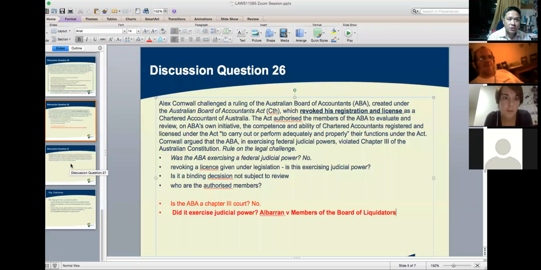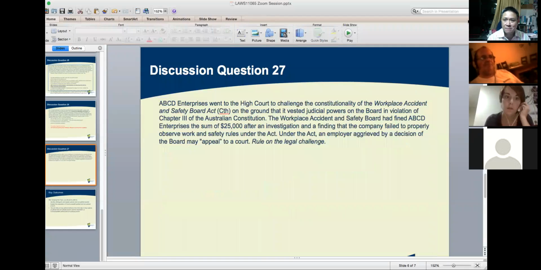So can we move on to discussion question 27? Patrick, can you read it for us, please? ABCD Enterprises went to the High Court to challenge the constitutionality of the Workplace Accident and Safety Board Act Commonwealth on the ground that it vested judicial powers on the board in violation of Chapter 3 of the Australian Constitution. The Workplace Accident and Safety Board had fined ABCD Enterprises a sum of $25,000 after an investigation and a finding that the company failed to properly observe work and safety rules under the Act. Under the Act, an employer aggrieved by a decision of the board may appeal to a court. Rule on the legal challenge.